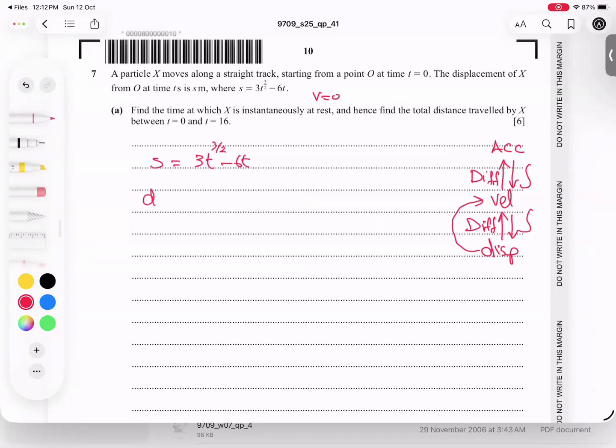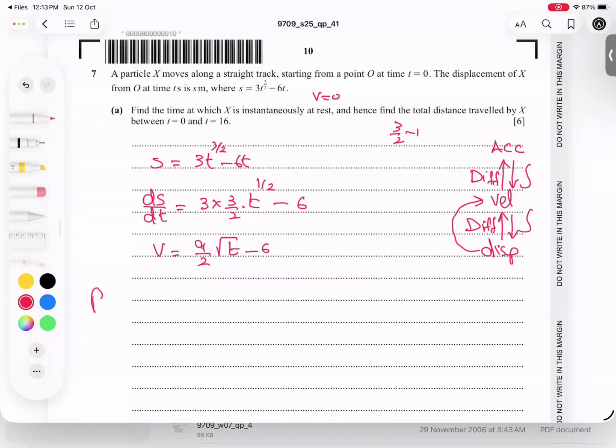So ds by dt: the 3 already exists, and the power comes down, 1 less. So from 3 by 2, 1 less, we get a half, and 3 times 2 becomes 6. So we get a velocity of 9 over 2 root of t, minus 6.